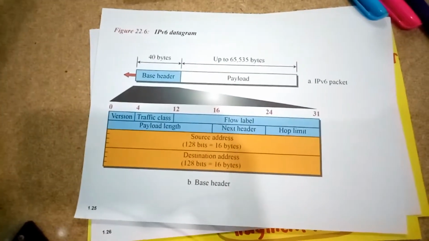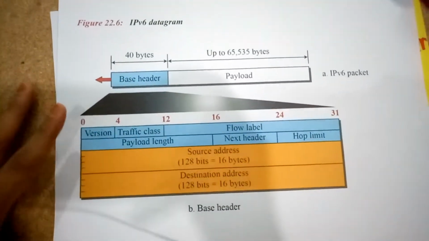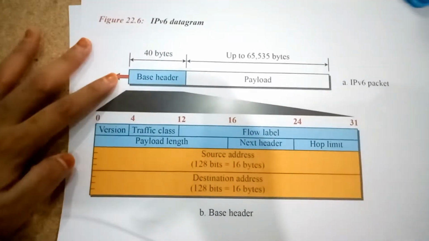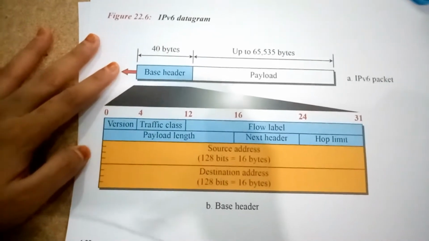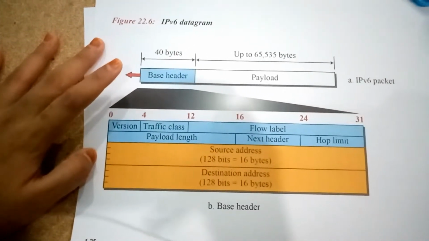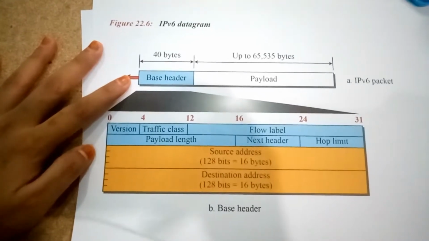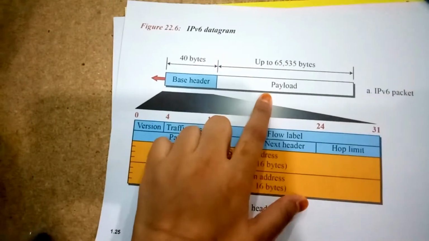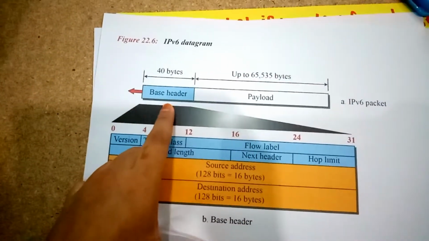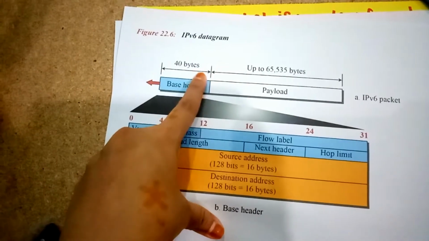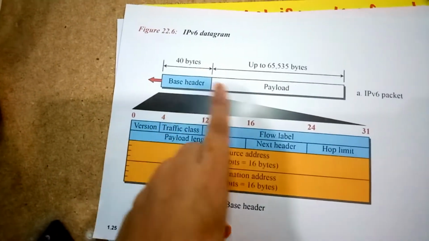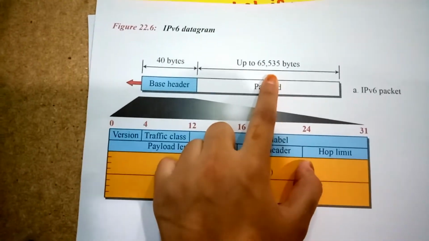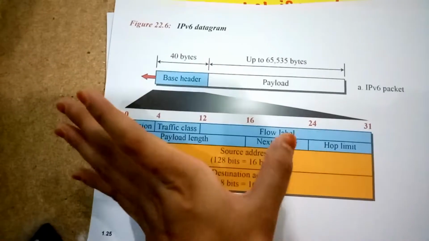So this is the IPv6 datagram. As you can see here, this is the packet of IPv6. Each packet is composed of a base header followed by the payload. The base header occupies 40 bytes, whereas the payload can be up to 65,535 bytes of information.